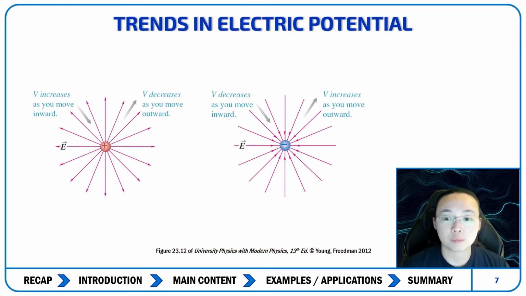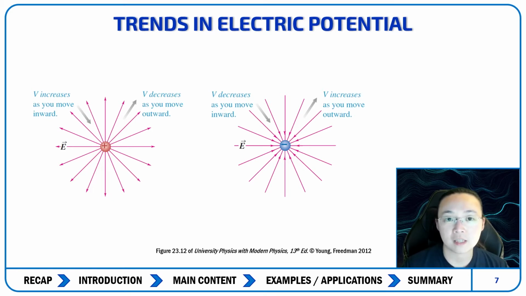This diagram is probably the most important one from the previous set of slides, or the previous chapter. If I have a point charge or a test charge that's positive, and I'm trying to move it towards another positive charge, we can see that it's going to have a lot more potential, because there's more potential for more energy to be released if we let go. Similarly, V is going to decrease as you move outwards.